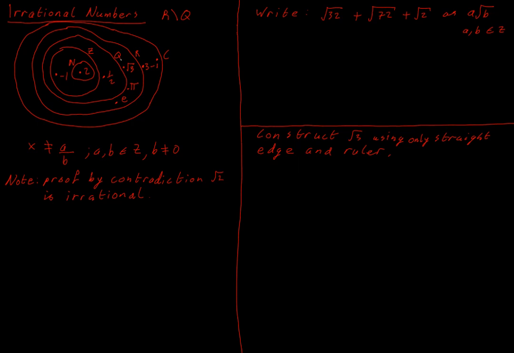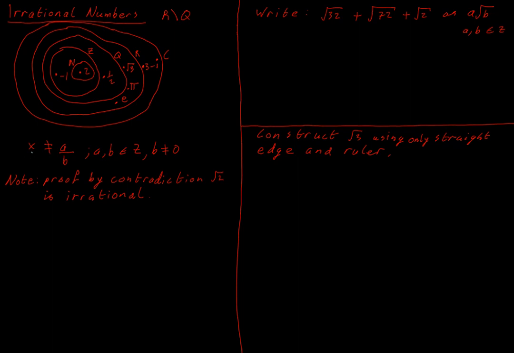So Q is our letter for the set of rational numbers, and R is the name for the set of real numbers, all the numbers we've dealt with up until now. So we're dealing with real numbers that are not rational. So irrational numbers. That would be the set notation way of writing out irrational numbers.